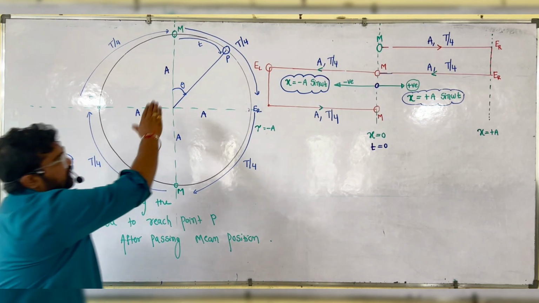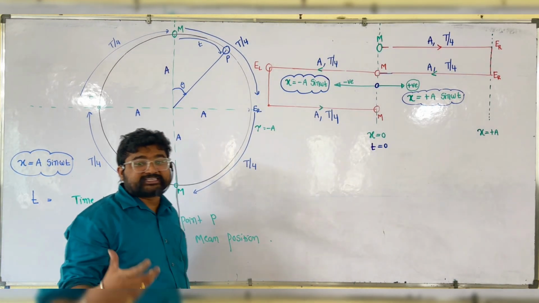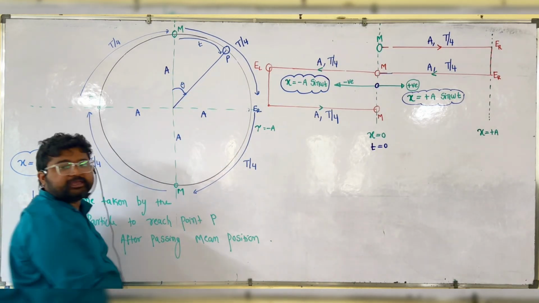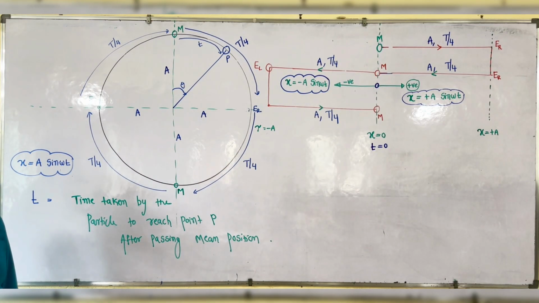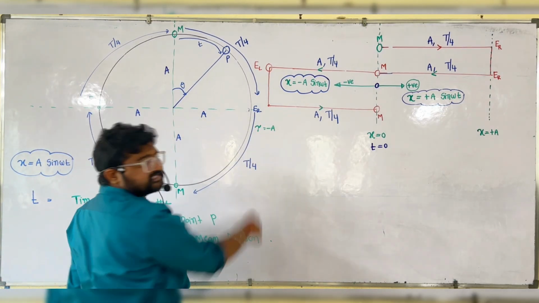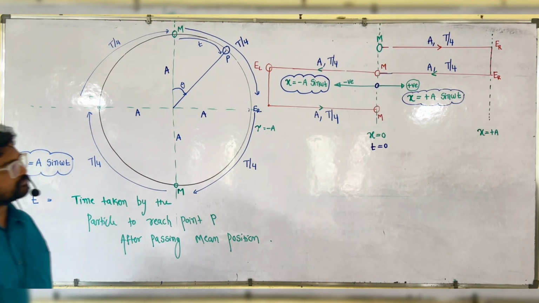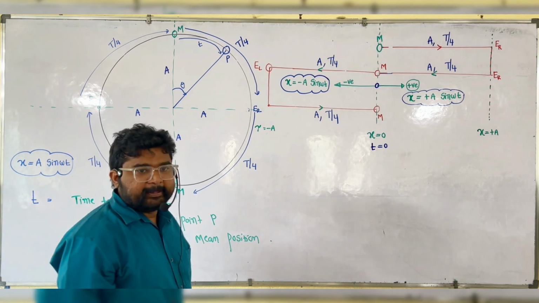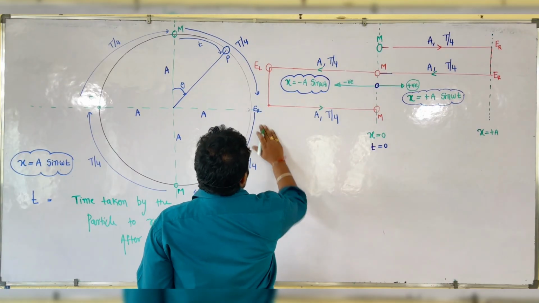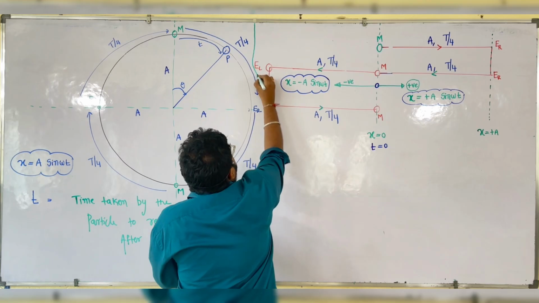So mean position to right extreme position, time period T by 4. But how much time will it take to reach extreme position after passing mean position? T by 4. Time taken to reach the mean position after passing right extreme position T by 4. అర్థమైందా? At mean position, this is how much? Left extreme position anta.